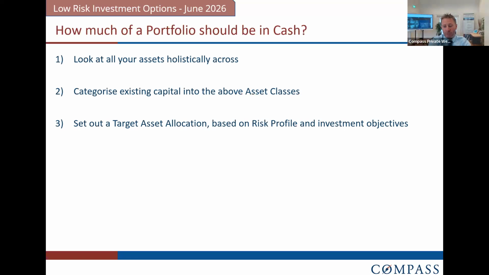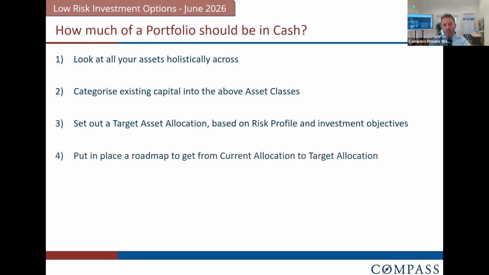And then what we do is we set a target allocation to say, okay, you're overweight cash, so you need to be over here. That would mean investing in equities. It might be the opposite, where you've got too much in one asset class and you're going to be disinvesting that. So we try to find that balance based on risk profile and overall objectives. That then gives us a roadmap.